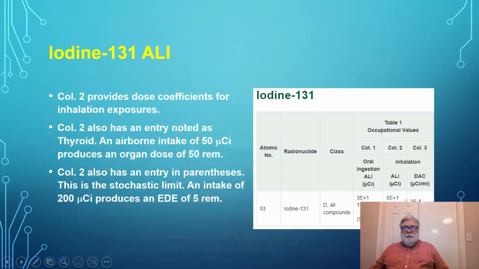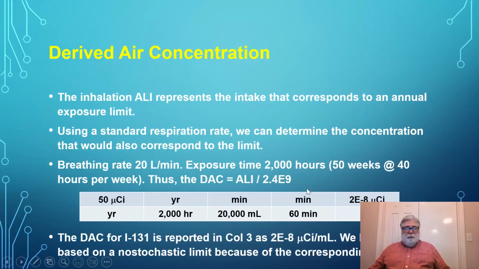So if we go back, you can see that it reports the same concentration right here. That's the DAC. It's only reported for this ALI. If we need to calculate the committed effective dose equivalent based on concentration, we can do that by looking at the ratios of the ALIs. This ALI produces a dose of 50 microcuries. So if we consider that this activity would produce a dose of 5 rem per unit, we can use ratios and proportions to equate those. Okay.